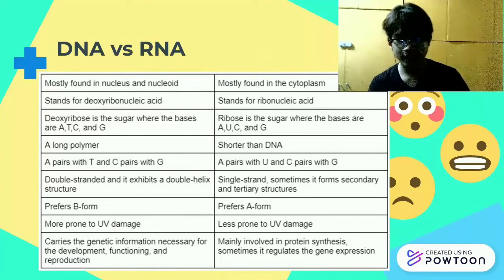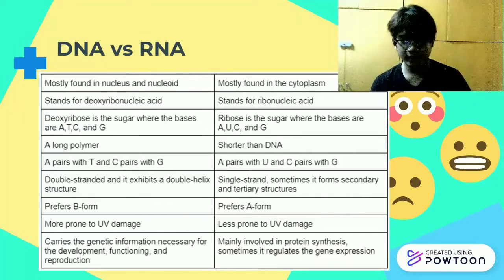Next one is DNA contains a long polymer, while RNA is shorter. Next, in DNA, A pairs with T and C pairs with G, while in RNA, A pairs with U and C pairs with G.